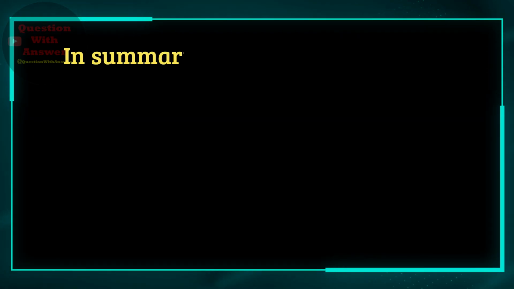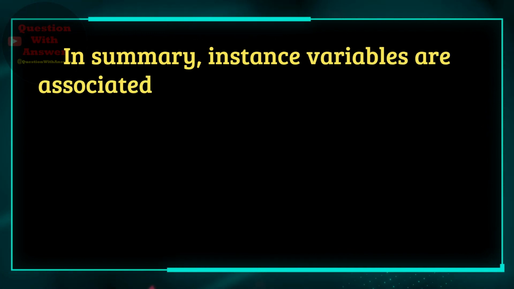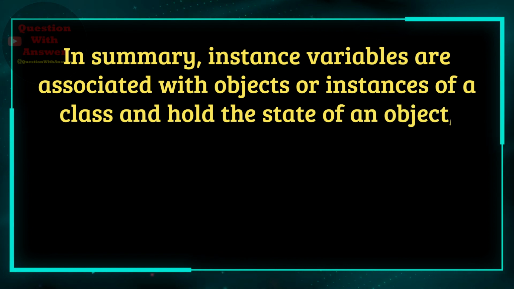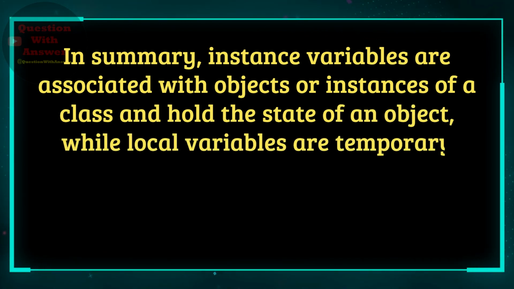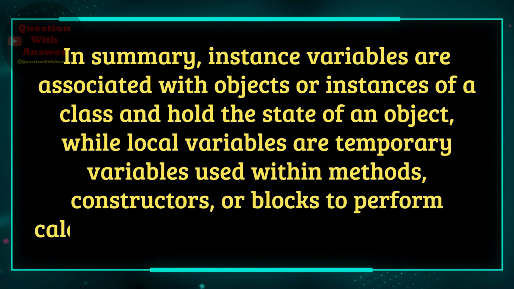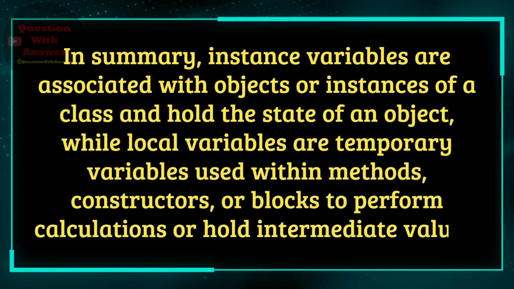In summary, instance variables are associated with objects or instances of a class and hold the state of an object, while local variables are temporary variables used within methods, constructors, or blocks to perform calculations or hold intermediate values.